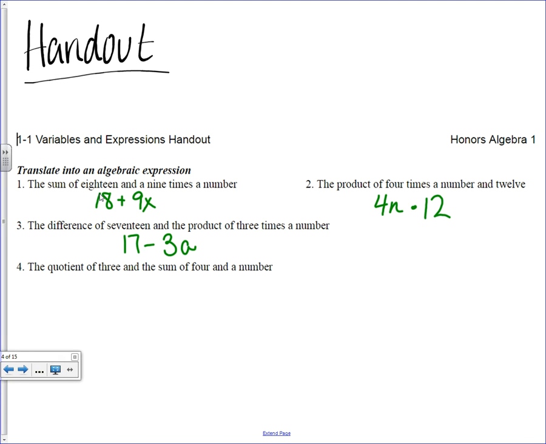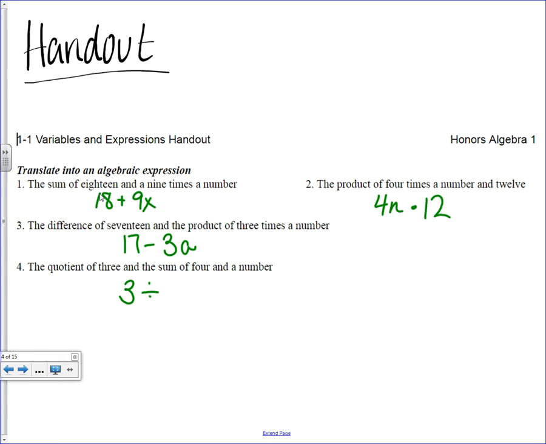How are we doing so far? Easy enough, right? Okay. Number 4, the quotient. What does quotient mean? Divide. Now you can actually use a divided symbol or you can use a fraction bar. Which do you prefer? Divided symbol. Now it says the quotient of 3. So I'm going to put a 3 in front of there.